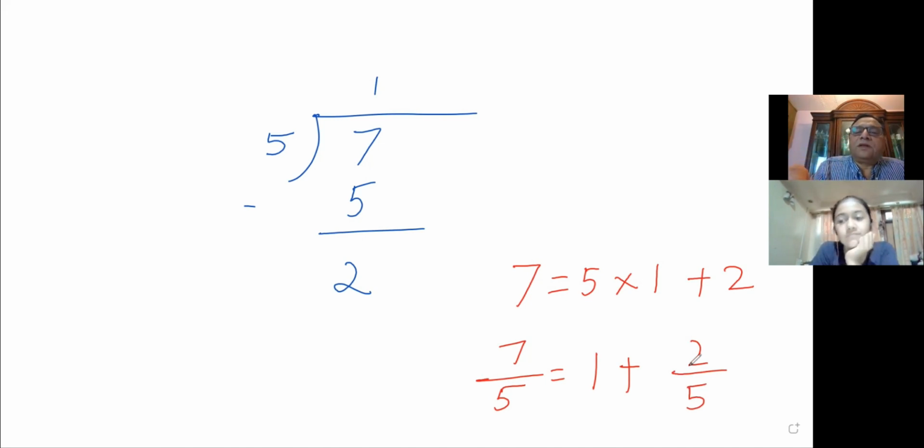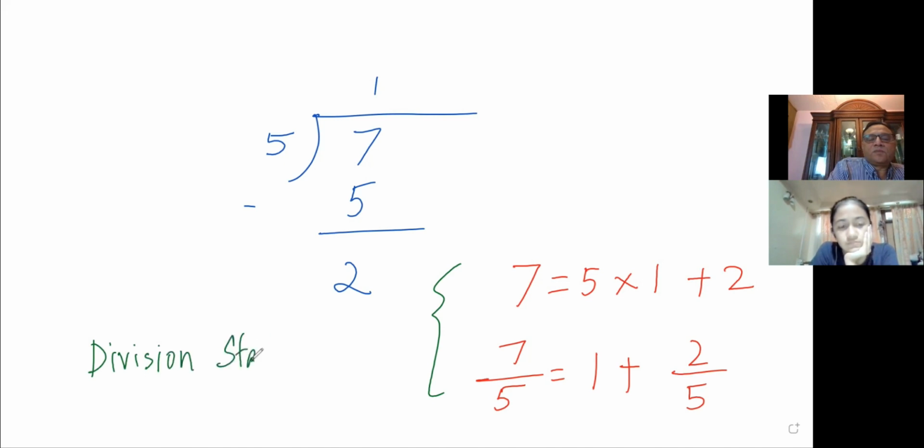Yes. And now this can be written as division statement. Now this is the division statement and that's the multiplication form of the same thing. If you multiply by 5, that's what you get, right? So that is the multiplication form. So sometimes we do say like multiplication form of the division statement, right?